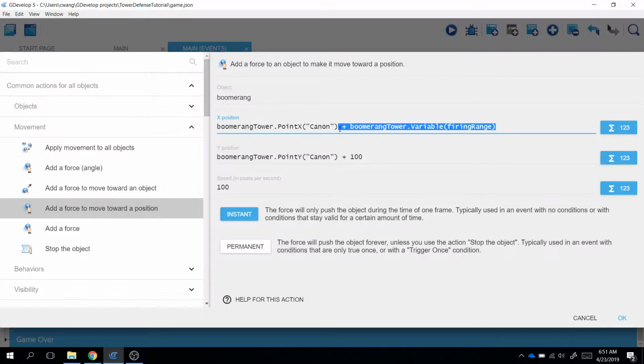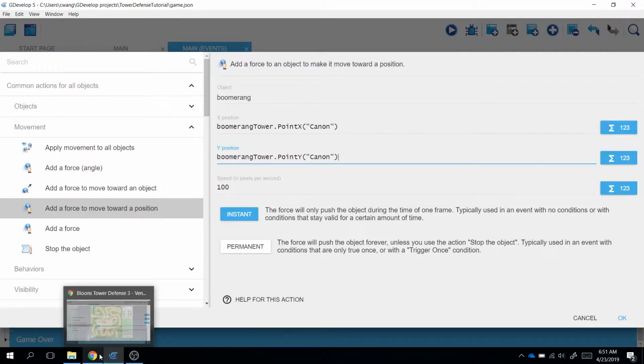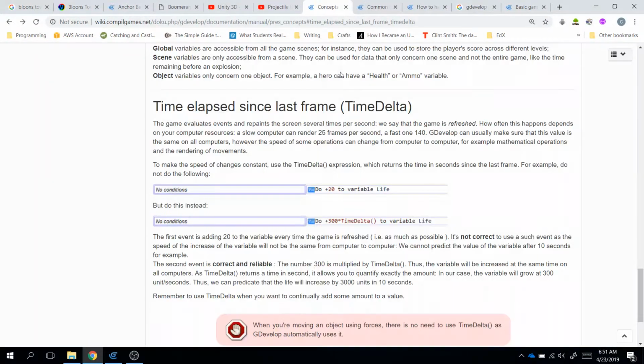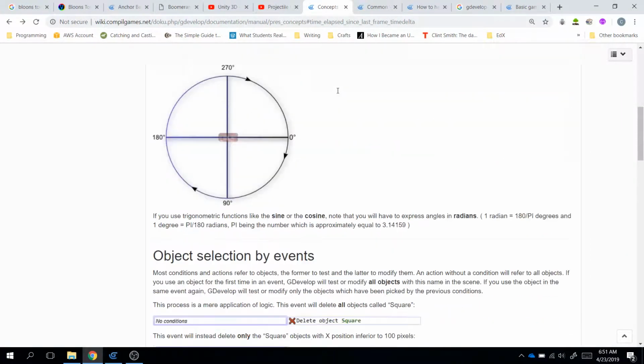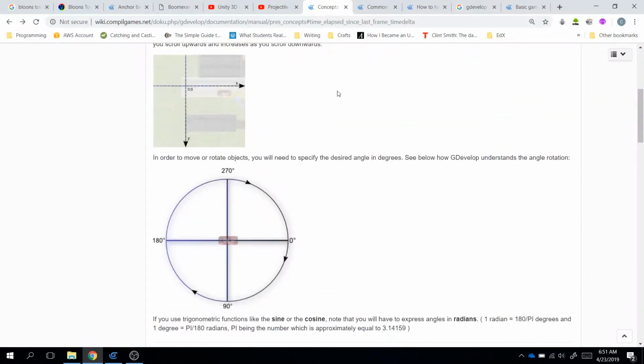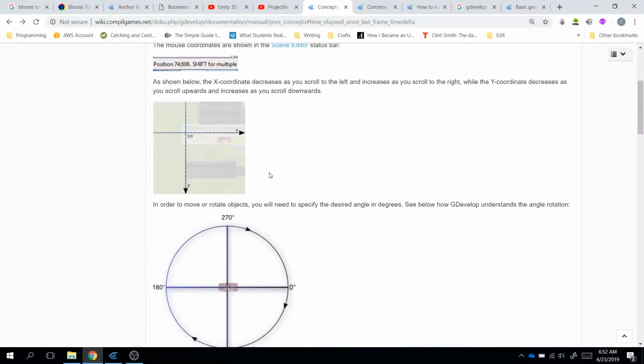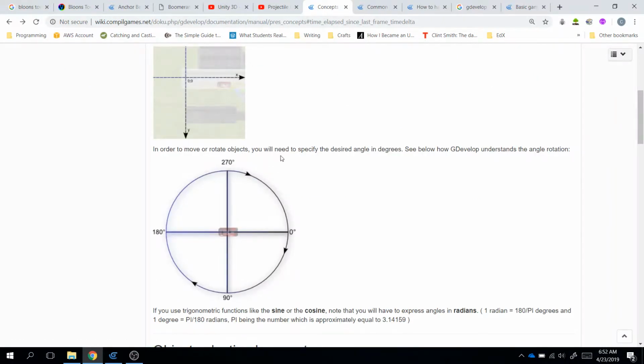So I'm going to delete this and this, and I'm going to try to look for something that deals with angles. If I look into the documentation, complex logic, common features, concepts, I think it was this one. This is time delta right here. Coordinate system, top left is 0, 0, as we've seen. And in order to move or rotate objects, you will need to specify the desired angle in degrees. Alright, so we have right 0, down 90, left 180, up 270.